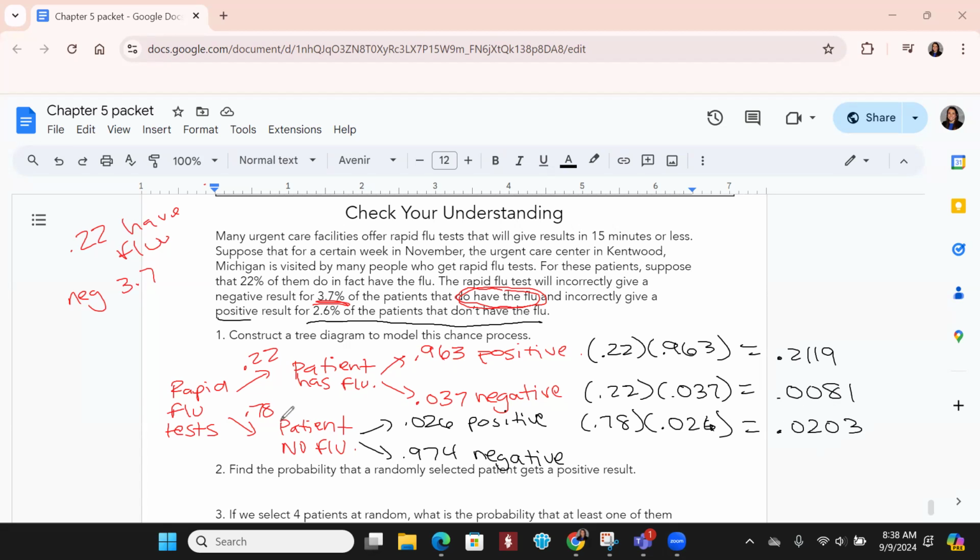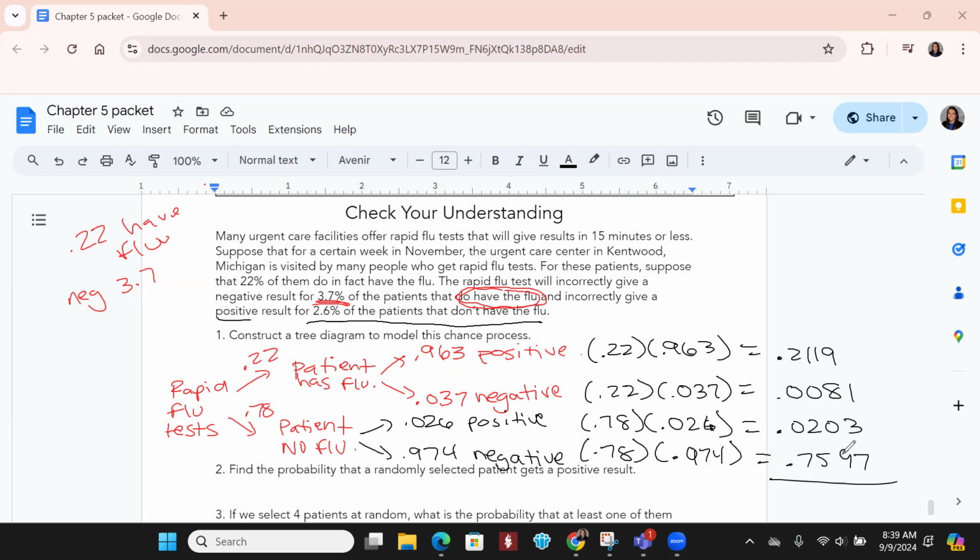For this bottom row, of the patients who don't have the flu, how many test negative? The probability for that is 0.78 times 0.974. And that's going to be 0.7597. And that makes sense. If they don't have the flu, they're going to test negative for the flu.